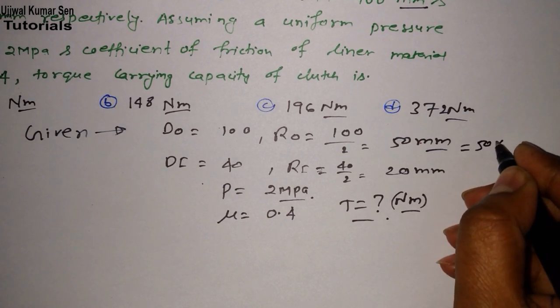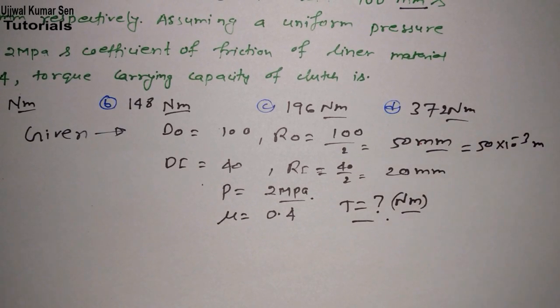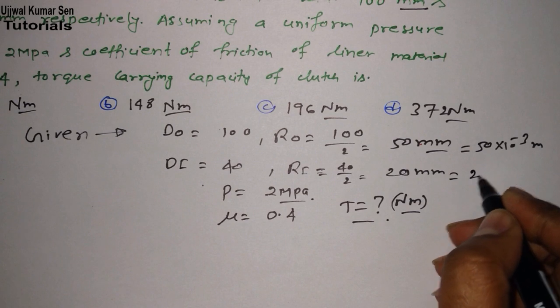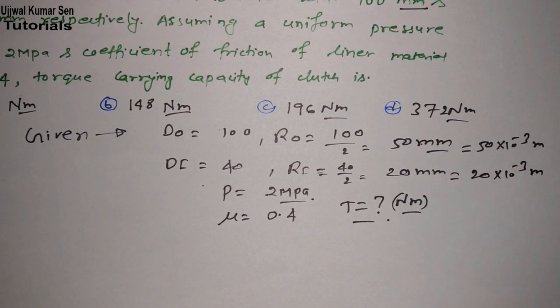So this would be 50 into 10 to the power minus 3, and this step should be done before solving the problem, because when you solve, it's a little lengthy formula and it may escape your mind. So first of all change all the units according to the answer asked in the question, then start solving. That is a good approach, to get an accurate answer and maintain accuracy in competitive examinations. All right, so 20 into 10 to the power minus 3 meter.